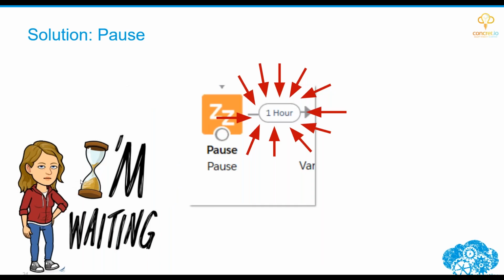All right, so you might be thinking here, 1 hour. That's what we saw next to that pause, 1 hour. That's because on Lightning flows, 1 hour is the fastest that you can get for a pause, the shortest duration.